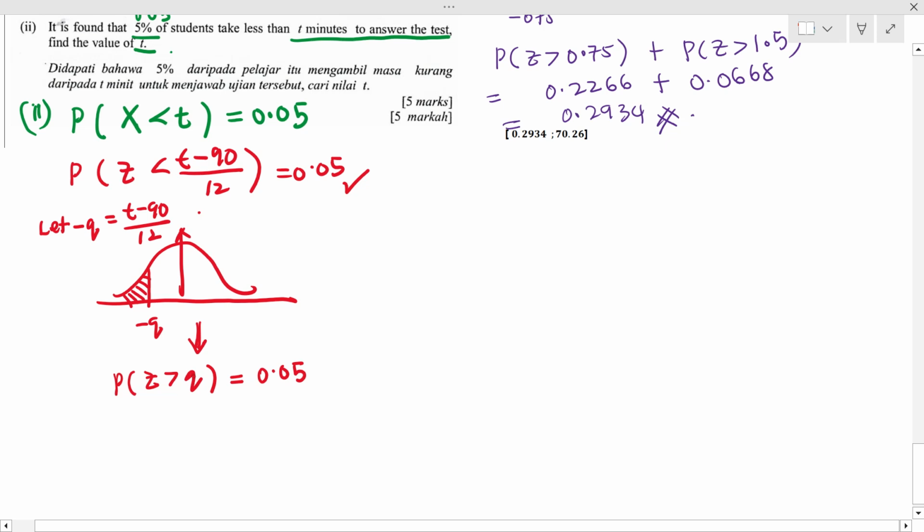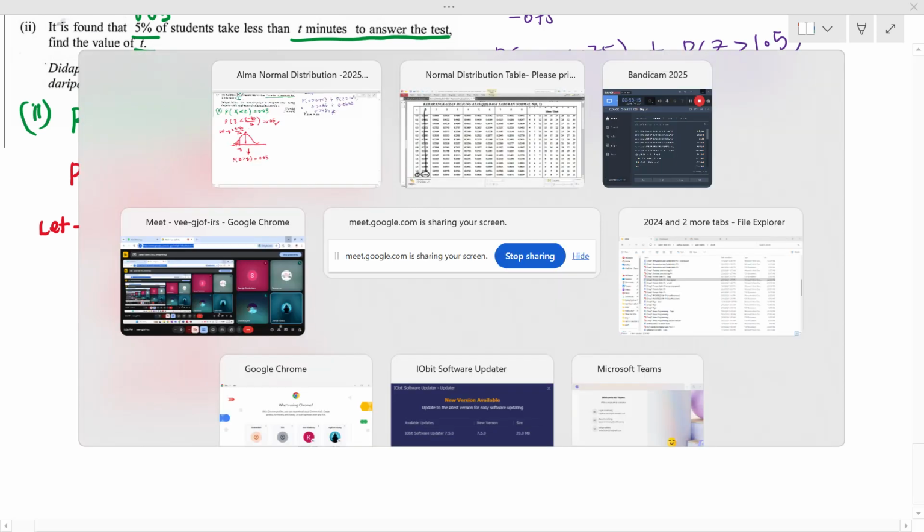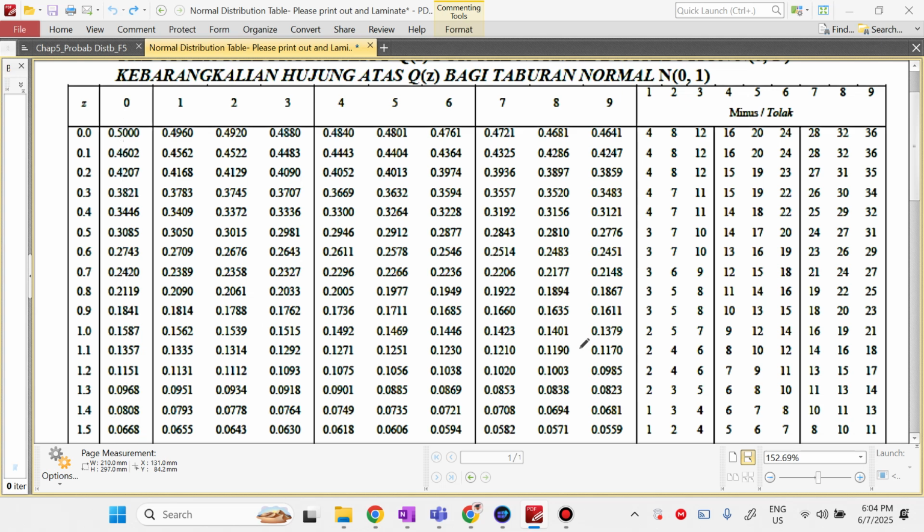Negative q is equal to, okay, right. Now you need to write the probability of this. This one we can reflect: probability z greater than q is equal to 0.05. So we need to find our q. The probability is given, 0.05. Okay, find it from the table.